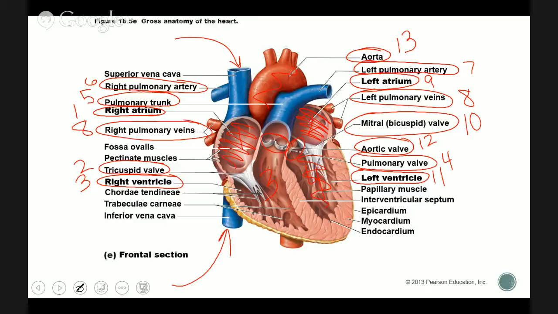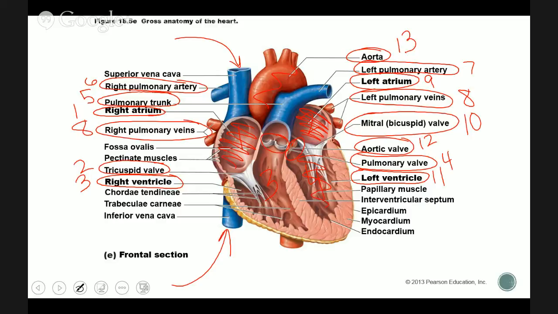So first, the right atrium. Then through the tricuspid valve to the right ventricle, then through the pulmonary valve to the pulmonary trunk, then the blood leaves through the right and left pulmonary arteries. Returns through the left and right pulmonary veins into the left atrium, passes through the mitral valve or the bicuspid valve into the left ventricle, then passes through the aortic valve into the aorta, and then it leaves the body.